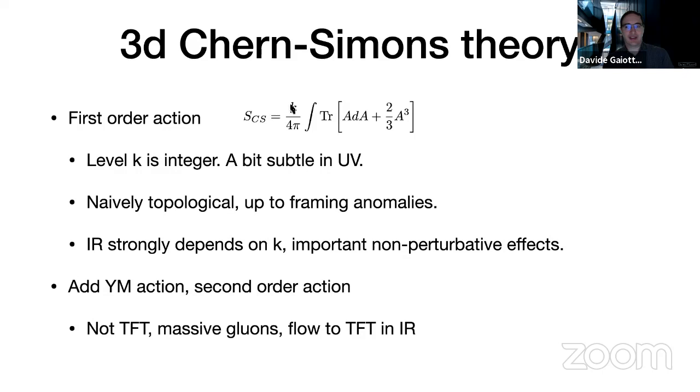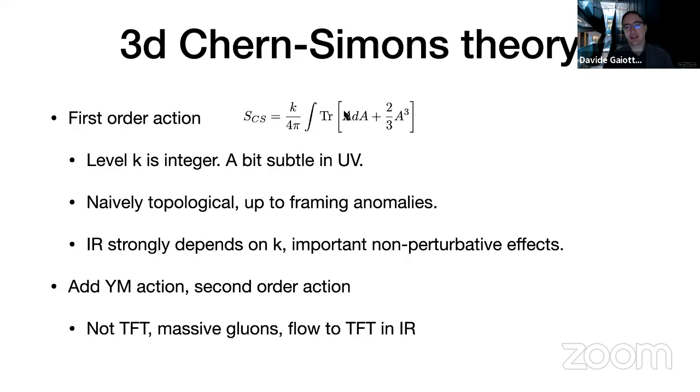You can try to define the theory just using this action as it is. It takes a bit of care to regularize it. But it's fine. This action is on the nose independent of the metric. It's only built by using wedge products of forms and integrating over spacetime. Although a little bit of metric dependence comes in when you try to regularize the gauge fixing. But it's just some minor framing anomaly. So this theory is essentially topological.